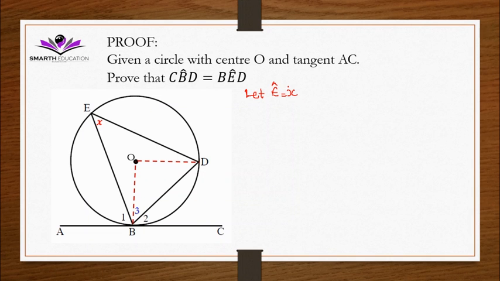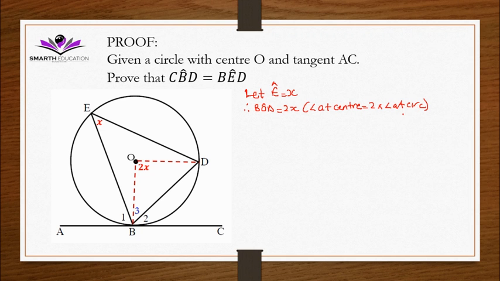Okay, right. Now, what can you say about angle BOD? Therefore, angle BOD is going to be equal to 2x, isn't it? Angle BOD is equal to 2x. Why? Because angle at center equals 2 times angle at circumference. You see that? So that is 2x.